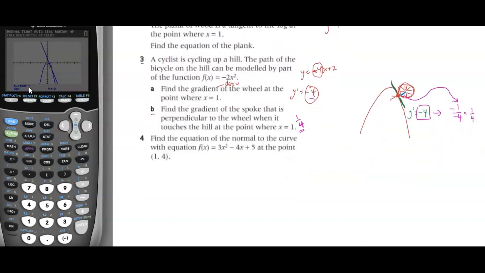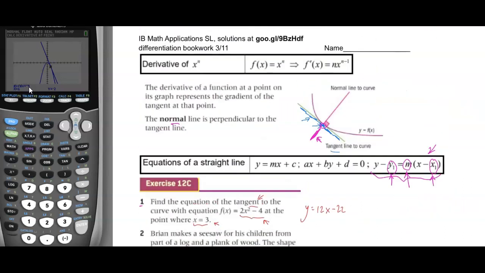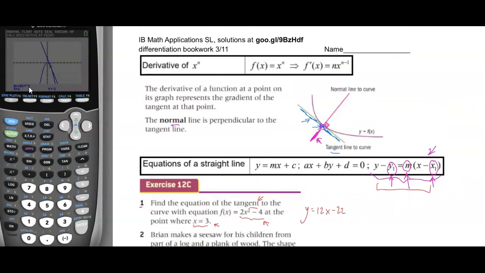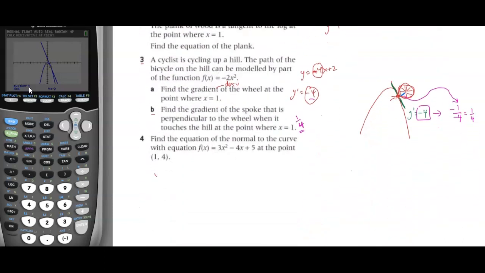I think this is the last one. Find the equation of the normal to the curve with the equation 3x squared minus 4x plus 5 at the point 1, 4. Okay, so there's a couple steps to this. First step is we copy down this formula right here: y minus y1 equals m times x minus x1. By copying down this formula, you probably already get 1 point.